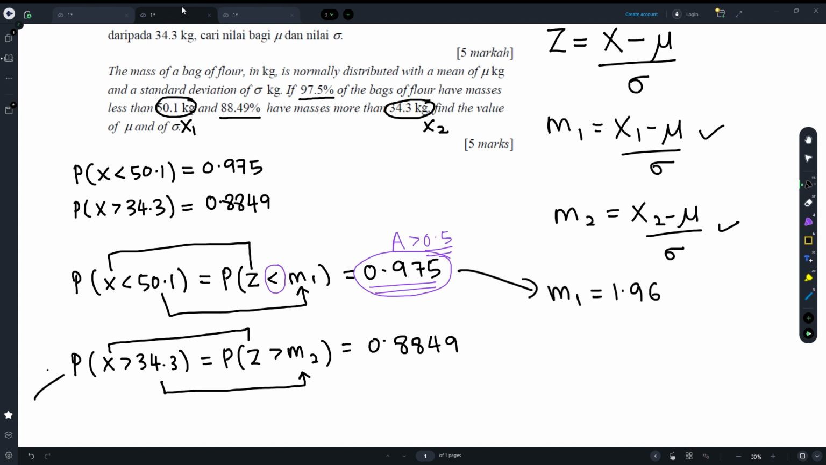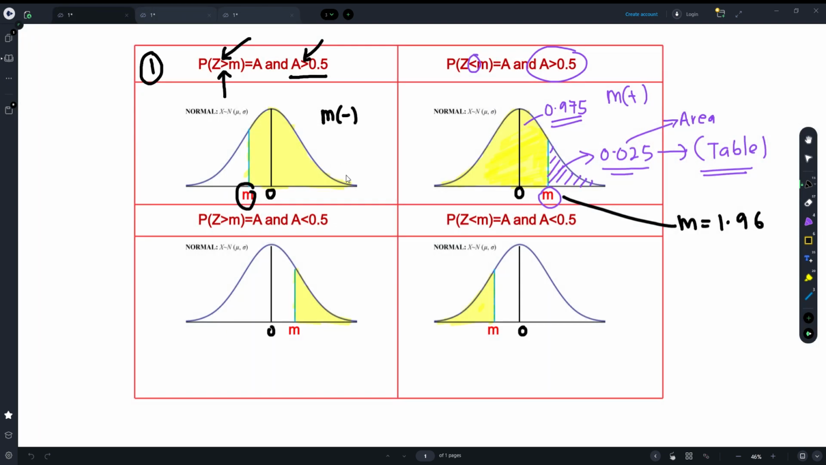Next we move on to the second statement. Here we have the statement more than and more than. Please take note, the area is more than 0.5. So it's more than and more than. Let's see in the chart, we need both more than. I think we are coming back to situation number 1, where the M value must be negative. Please take note, more than and more than, here and also here. So with that, we're going to sketch.